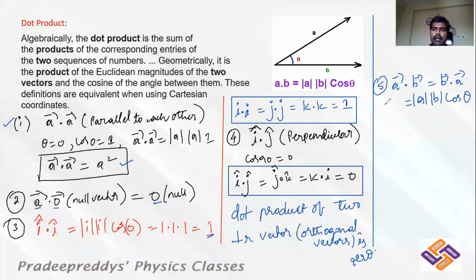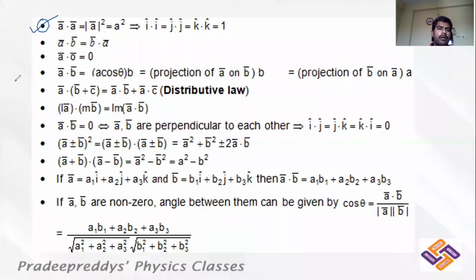And we have already learned a dot b is equal to b dot a is equal to ab cos theta. So a dot b is numerically equal to b dot a. These are a few properties of dot product. You need to remember these properties when we are dealing with dot product. First one, as I told you, a dot a is equal to a square, and i dot i, j dot j, k dot k is equal to 1. And second one, a dot b is equal to b dot a, already learned.